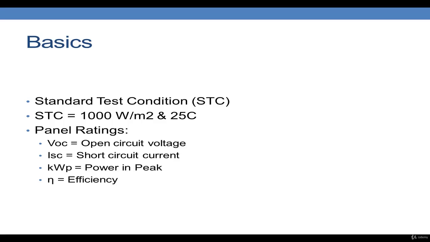So here we have the panel ratings. We have the VOC, which is called the open circuit voltage, and the ISC, the short circuit current. So the voltage and the current are rated based on this test condition. And we also have the kilowatt peak or the watt peak, which is the peak power, corresponding to the power that is generated during this test condition, and this is the efficiency.